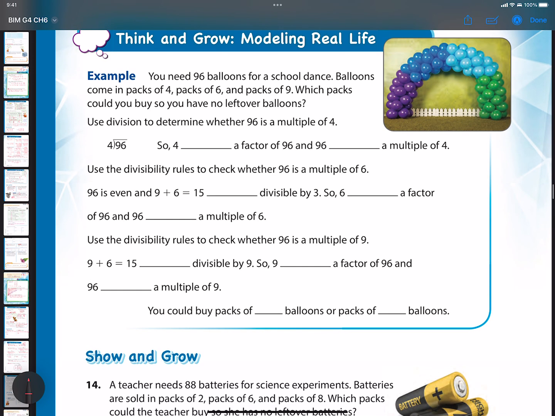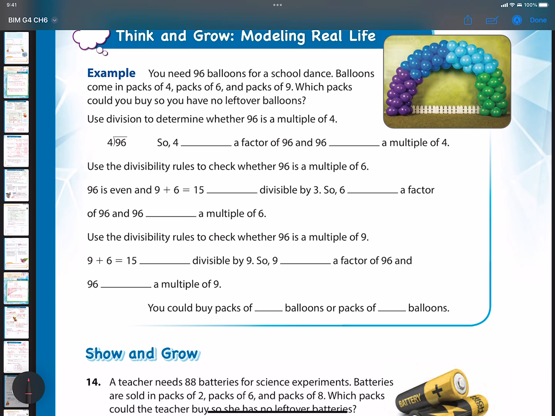Okay. Unit 96 balloons for a school dance. Balloons come in packs of 4, packs of 6, and packs of 9. I just circled the number that we are working on. Which packs could you buy so you have no leftover balloons? Now use division to determine whether 96 is a multiple of 4. Okay, so you are going to know if you buy the packs of 4 balloons if there are no remainders, or 6 or 9. Okay, and to know that, what did I say?